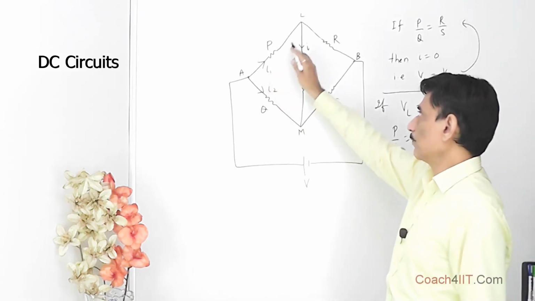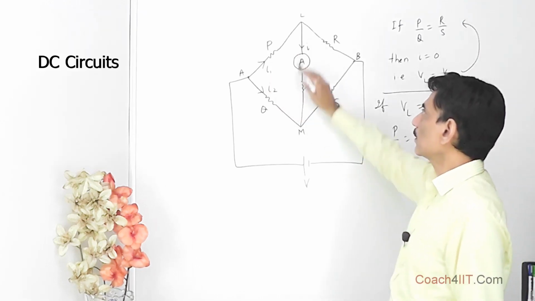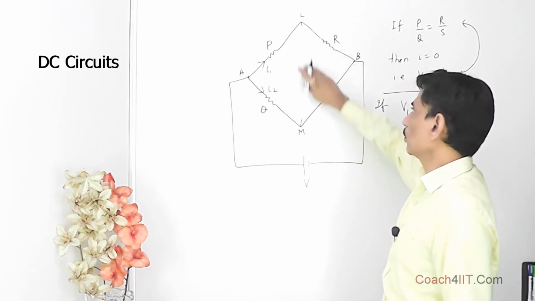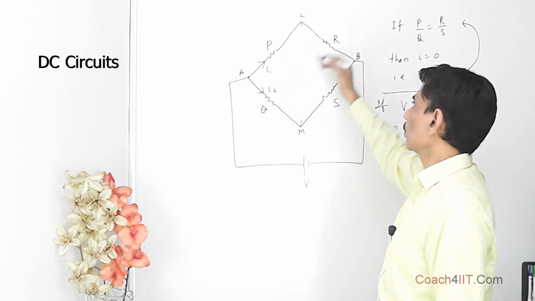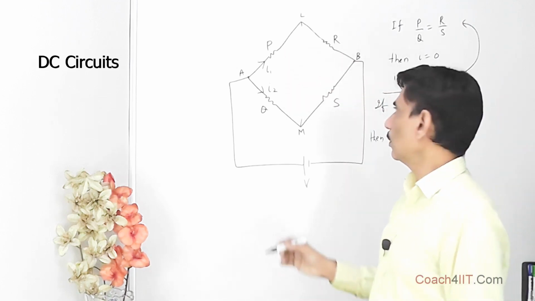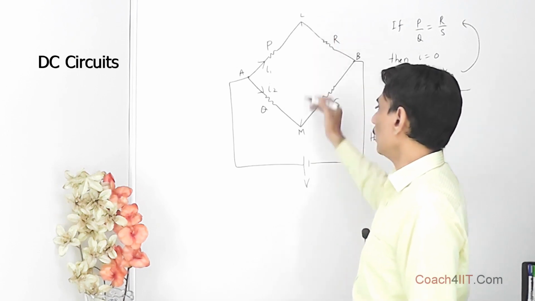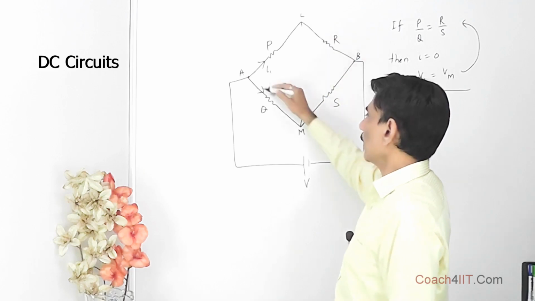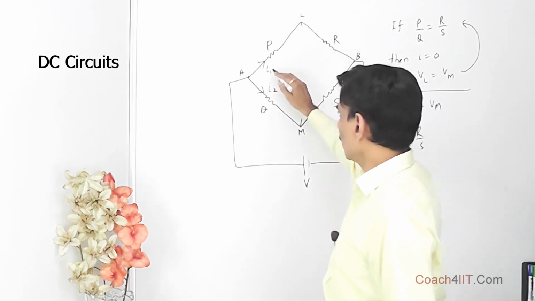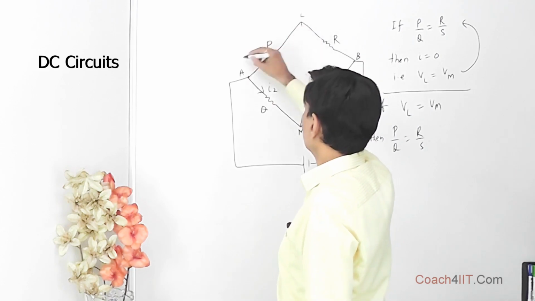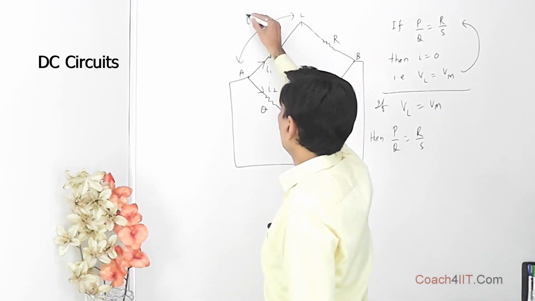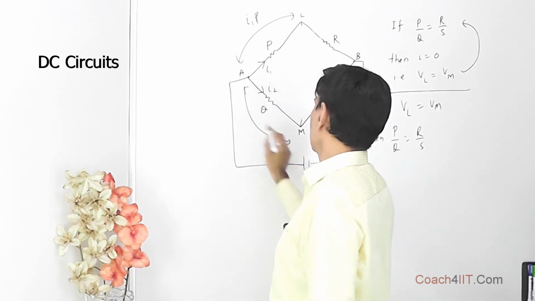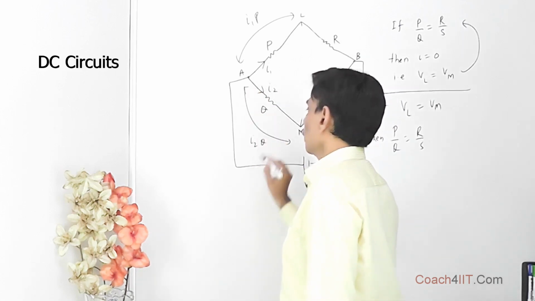Now the current I1 is flowing through this, I2 is flowing through this, and we are saying this and this are at the same potential, so there is no current flowing through this. Now we have to prove that P by Q is equal to R by S. This should be met, only then the potential of L and the potential of M are going to be the same. Let's say the current I1 is flowing through this arm, current I2 is flowing through this arm. As a result, the potential drop across this is going to be I1 into P, and across this it is going to be I2 into Q.